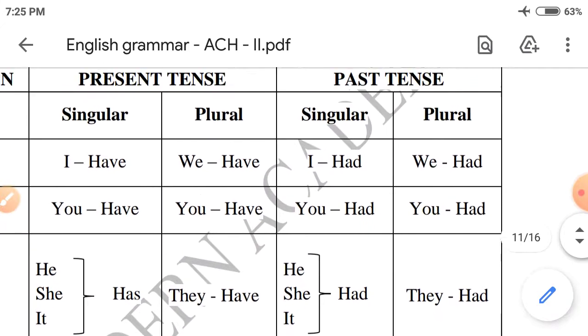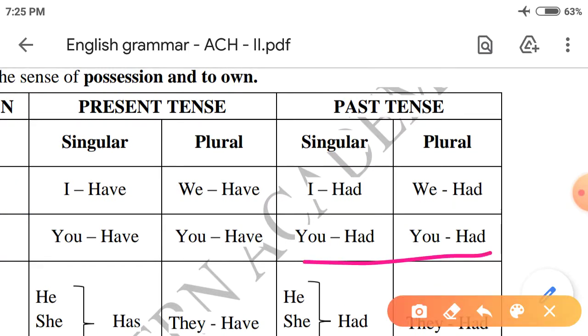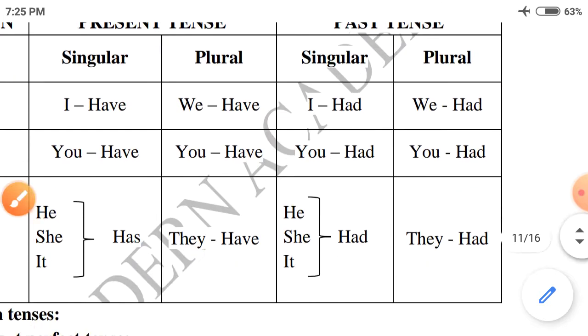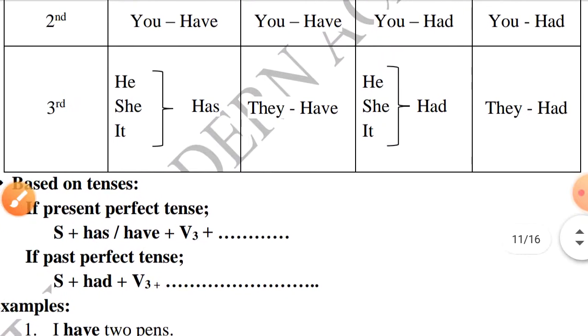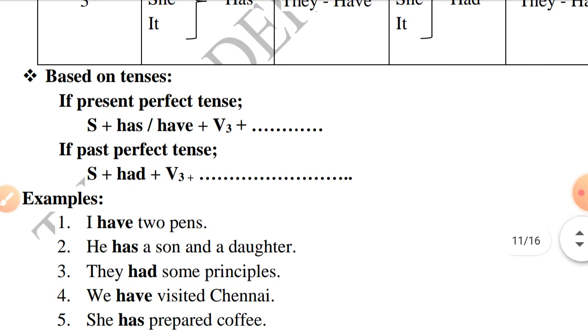So in the past tense, whatever the subject may be, whether it may be singular or plural, there we have to use had. So the same condition for past perfect tense also. Understood? So what is present perfect tense? Present perfect tense means an action was already started in the past and continues in the present. Understood? It already started in the past and continues in the present.